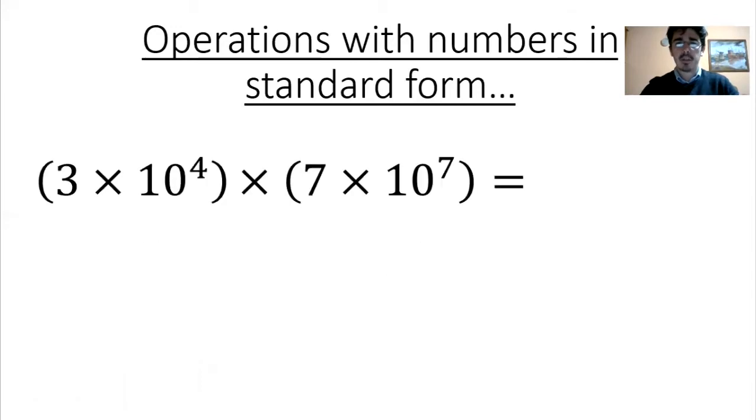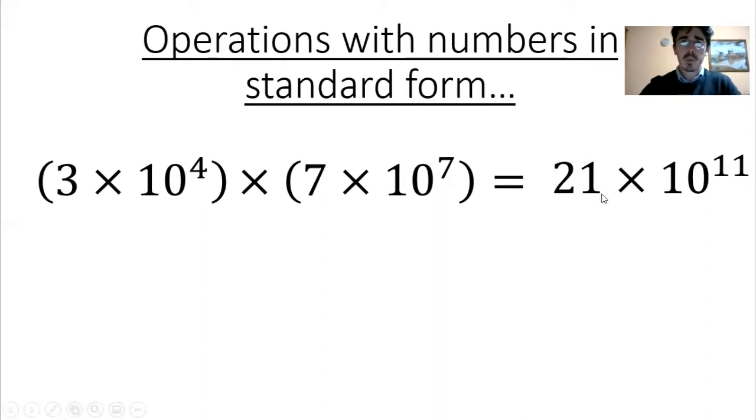Let's take another case. We have these two numbers in standard form. We want to multiply them. Well, we have 3 times 7 is 21, and 10 to the power of 4 times 10 to the power of 7. We add the exponents, so we have 4 plus 7 is equal to 11. But there's a problem here, that is that we don't have this number in standard form. Why? Well, we have a 21 here, and we said that we need numbers between 1 and 10. So how do we transform this number into a number that is between 1 and 10?